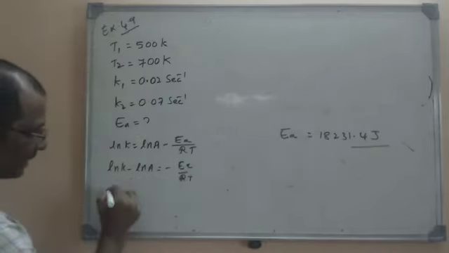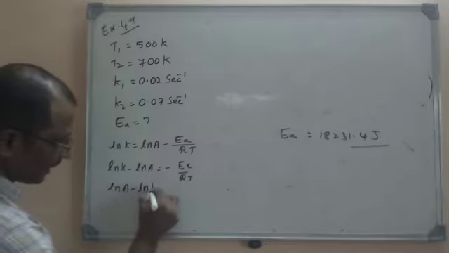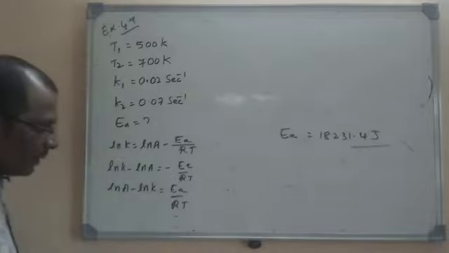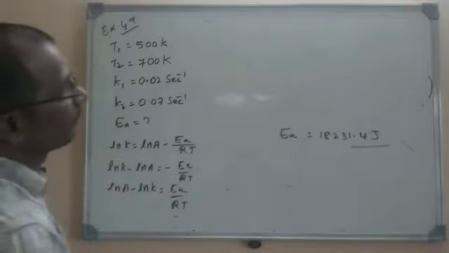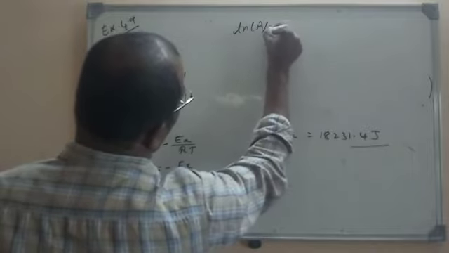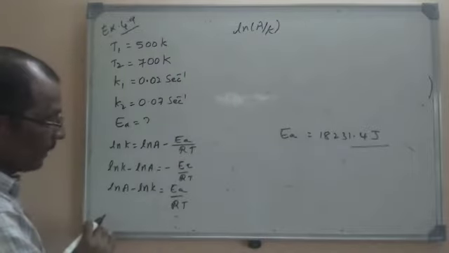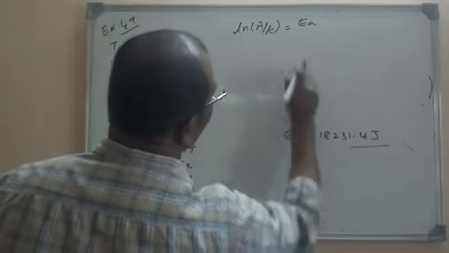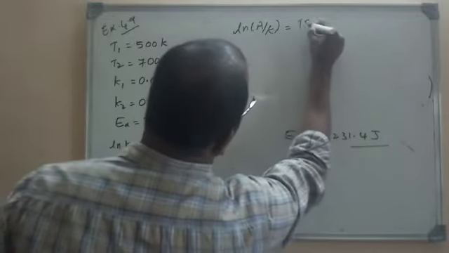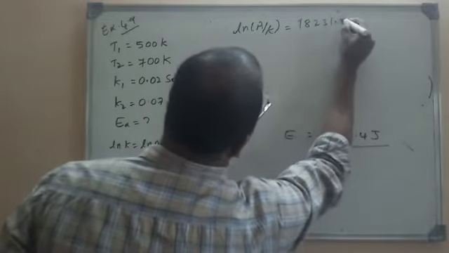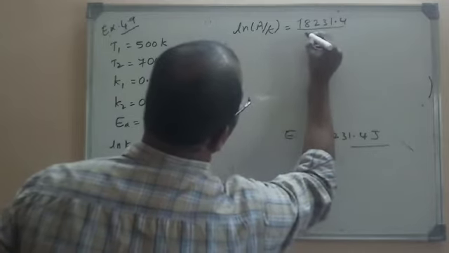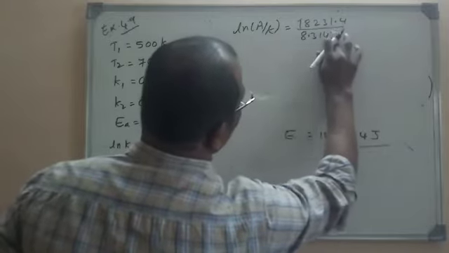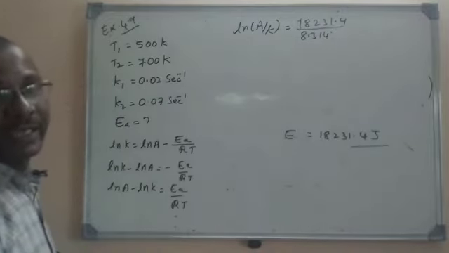Or you can change the signs here: ln A minus ln K is equal to EA by RT. Look here, it is log A minus log B. What is the formula? Log of A by B. That is, ln A by K is equal to EA by RT. So the EA value we already know, so let us substitute 18231.4 by R, the ideal gas constant 8.314, into ln A by K.